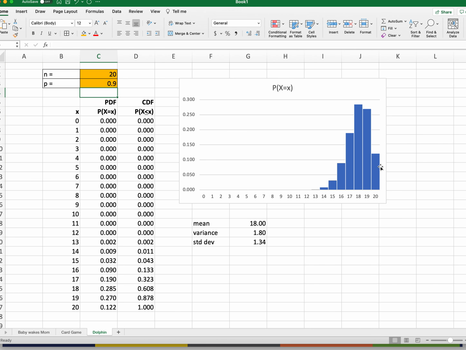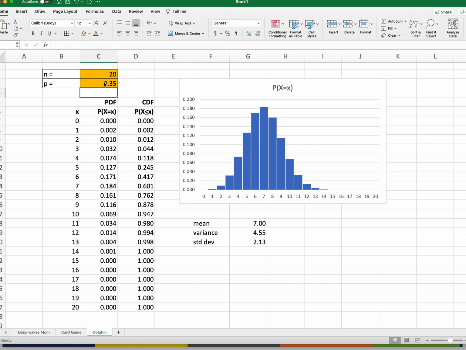Well, it's skewed the other way, where it means that he can do it 20%, but now the mean becomes 18. You can see the mean and the mode are kind of the same, and this is not always the case. And I get 1.8 and 1.34. So if we go back to the original, once you do something like this, you can analyze the questions. So 0.35.